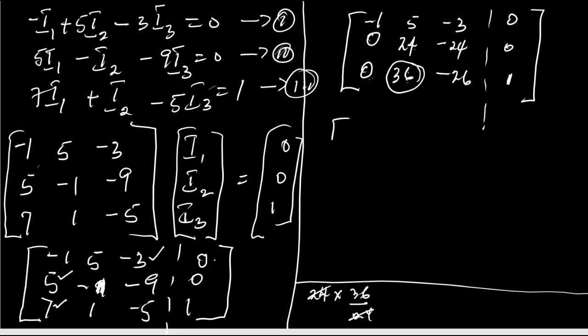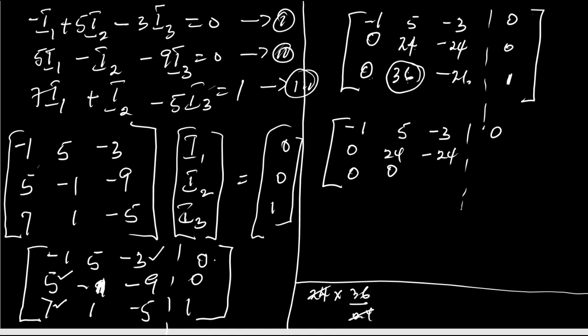Okay, now let me just pick the other items first. This is minus 1, 5, minus 3, and here is 0. Here is 0, 24, minus 24, 0. Now, since I'm eliminating 36, obviously this will become 0. I've used 24 multiplied by 36 over 24 to eliminate 36.